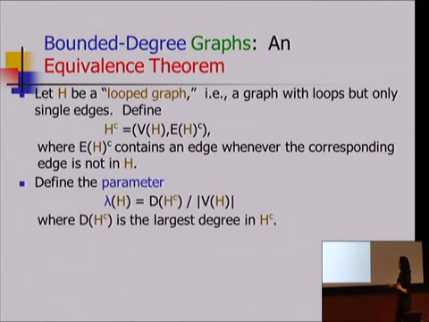And I'm going to define a parameter, lambda, which is the largest degree in the complement of the graph H over the number of vertices of H. Okay? So this looks like kind of a weird parameter. But let's just think about it.